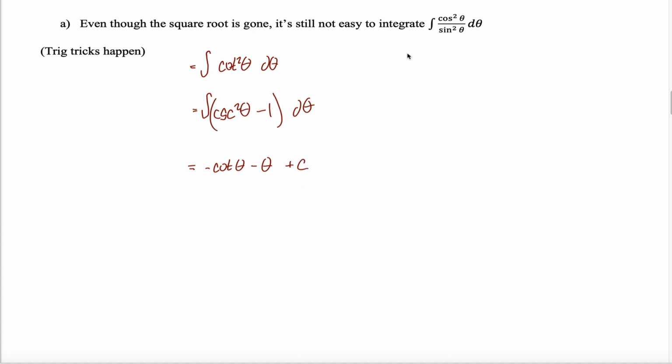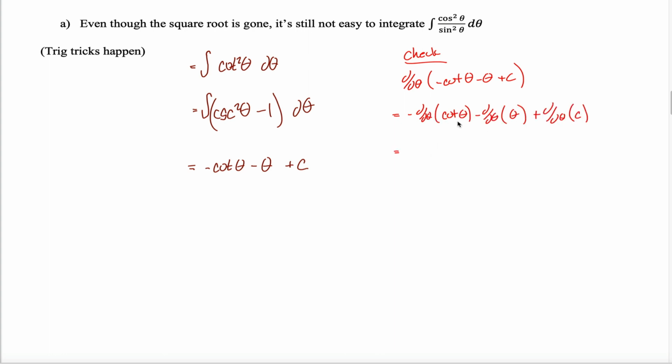You don't have to, but it's worth pointing out that you could check that answer. The derivative, d over d theta, because theta is my variable, of negative cotangent of theta minus theta plus c would be the negative of the derivative of cotangent of theta, minus the derivative of theta, plus the derivative of some constant c. Well, let's see. The derivative of cotangent is negative cosecant squared. So I have the negative of negative cosecant squared. The derivative of my variable, just like d over dx of x is equal to 1, d over d theta of theta is equal to 1, and the derivative of a constant is always equal to 0.